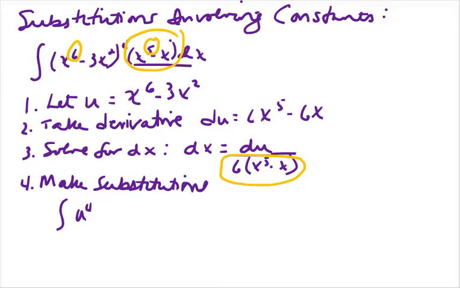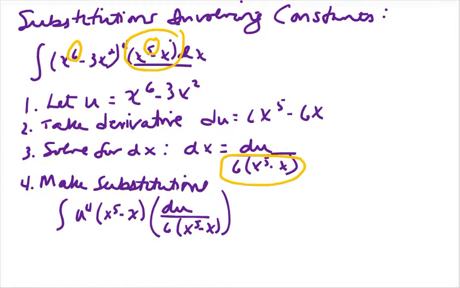You've got u to the 4th power, x to the 5th minus x, and I'm going to substitute in for dx, which is du over 6x to the 5th minus x. So algebraically, these two terms will cancel out, and I'm going to pull out the 1/6. You're left with 1/6 the integral of u to the 4th du.